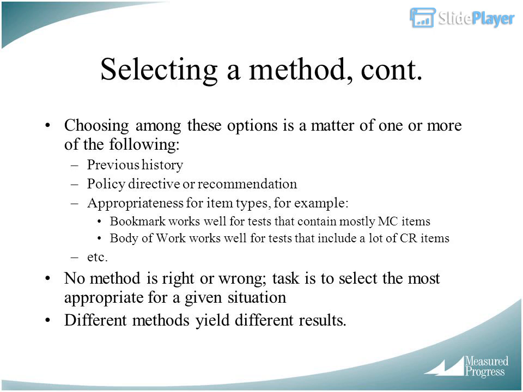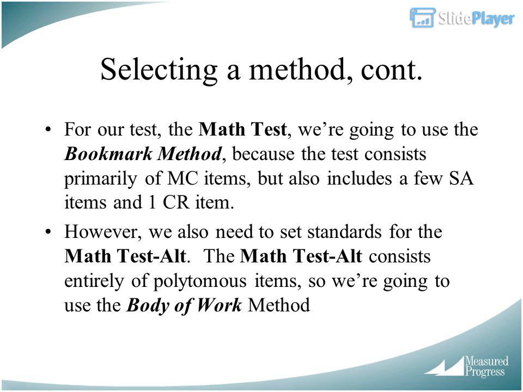No method is right or wrong. The task is to select the most appropriate for a given situation. Different methods yield different results. For our test, the math test, we're going to use the bookmark method, because the test consists primarily of MC items, but also includes a few SA items and one CR item. However, we also need to set standards for the math test alt. The math test alt consists entirely of polytomous items, so we're going to use the body of work method.